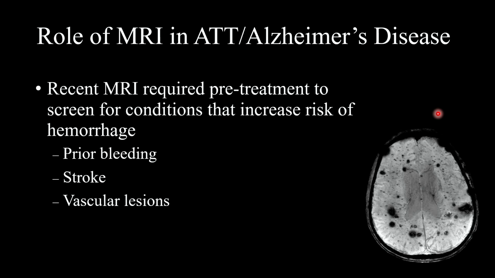Now, MRI has an important role in these therapies. You can't initiate therapy unless you have a recent MRI. And this recent MRI is there to screen for conditions that increase the risk of hemorrhage. As you'll hear in a moment, these amyloid targeting therapies lead to inflammation of the blood vessels, and of course hemorrhage would be a natural accompaniment to inflammation. So we look basically for prior bleeding, how much stroke, if there are any vascular lesions.